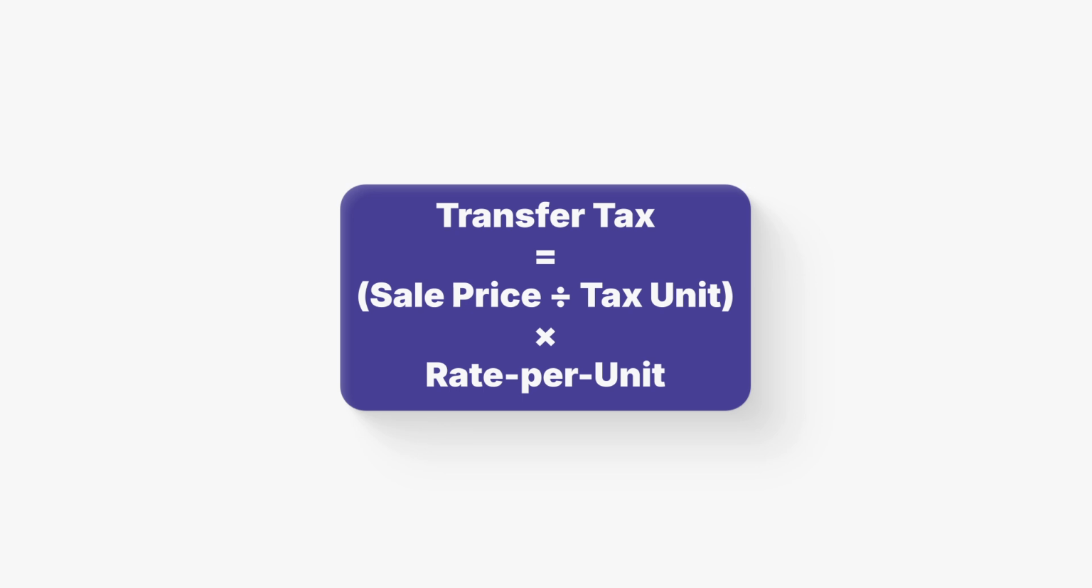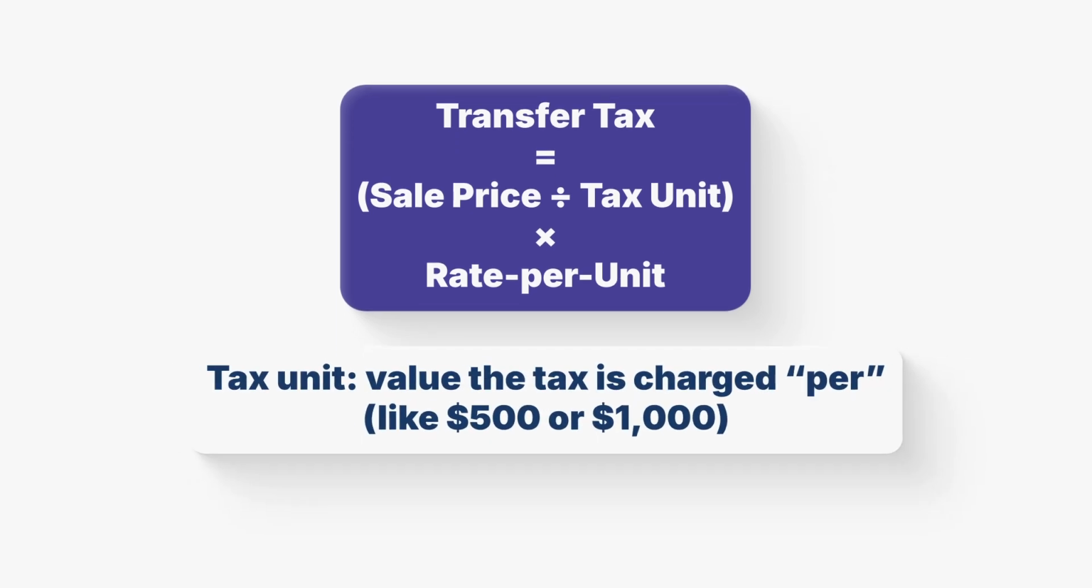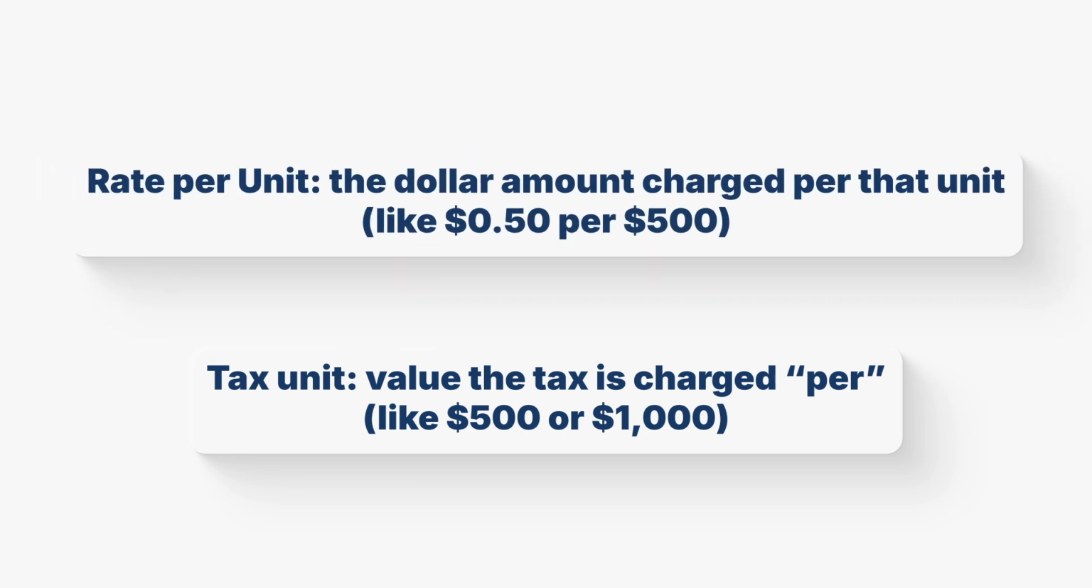This is often used by closing agents or title companies to calculate the tax due during a property transfer. Tax unit is the value the tax is charged per, like $500 or $1,000. And the rate per unit is the dollar amount charged per that unit, like 50 cents per $500.